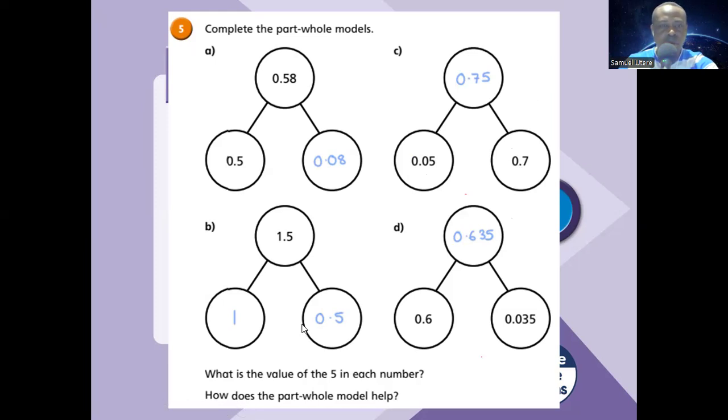And then here, we know we have 1.5, so we have 1 one and 0.5, which is 5 tenths. Here, we have 0.6 and 0.035. So when we put them together, we have 0.635. Then you were asked, what is the value of the 5 in each number? How does the part-whole model help? The part-whole model helps by observing the place value of each of these digits.